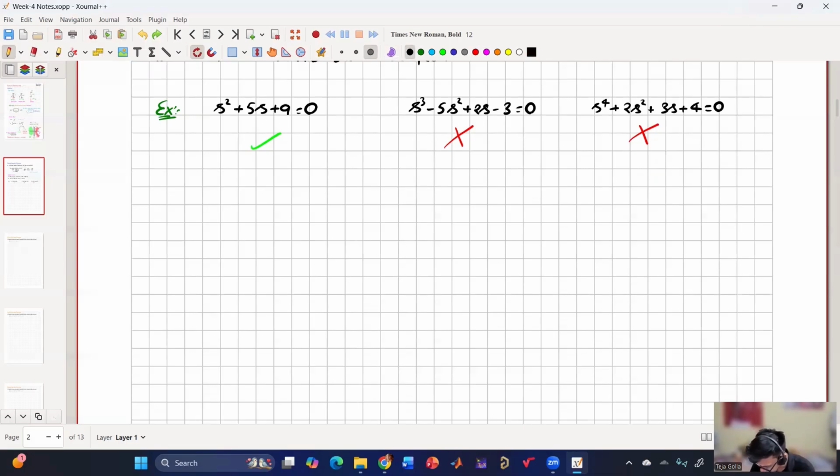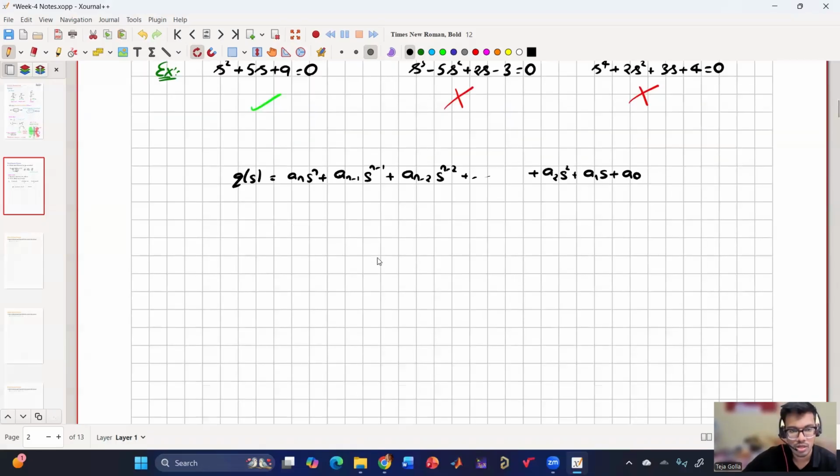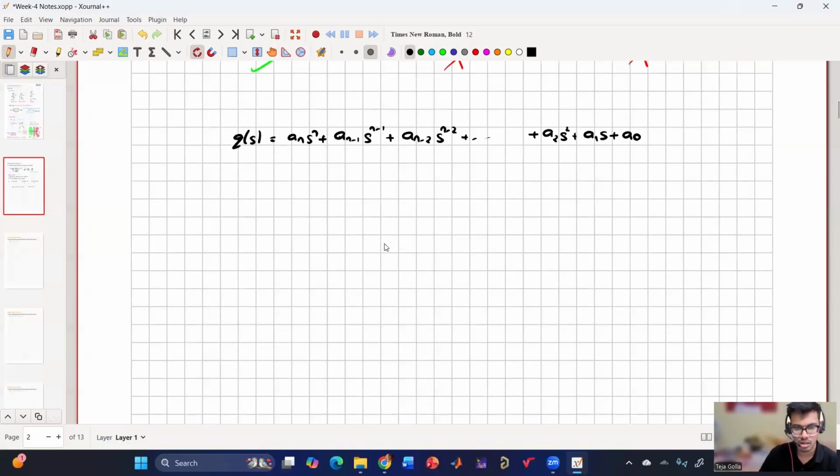We'll consider the characteristic polynomial Q of S: an into s to the power n plus an minus 1 into s to the power n minus 1 plus an minus 2 into s to the power n minus 2 plus so on, up to a2 into s square. All the coefficients should be there and all are positive. Now we have to draw the Routh table.